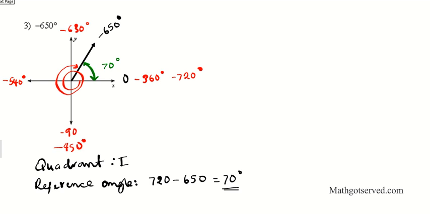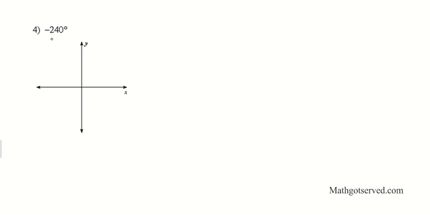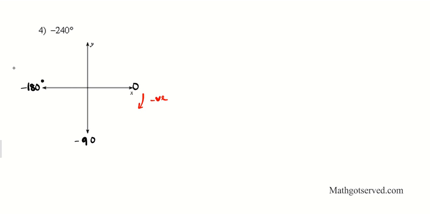Alright, let's move on to the next one. Question number 4. We have negative 240 degrees. So let's go ahead and label. Starting from 0, since this is negative, we're going to be going clockwise, or down. So that's negative 90. Keep on going, negative 180. The whole thing. And then still keep on going because we don't have an interval that contains negative 240 yet. This is negative 270. Oh, there you go.